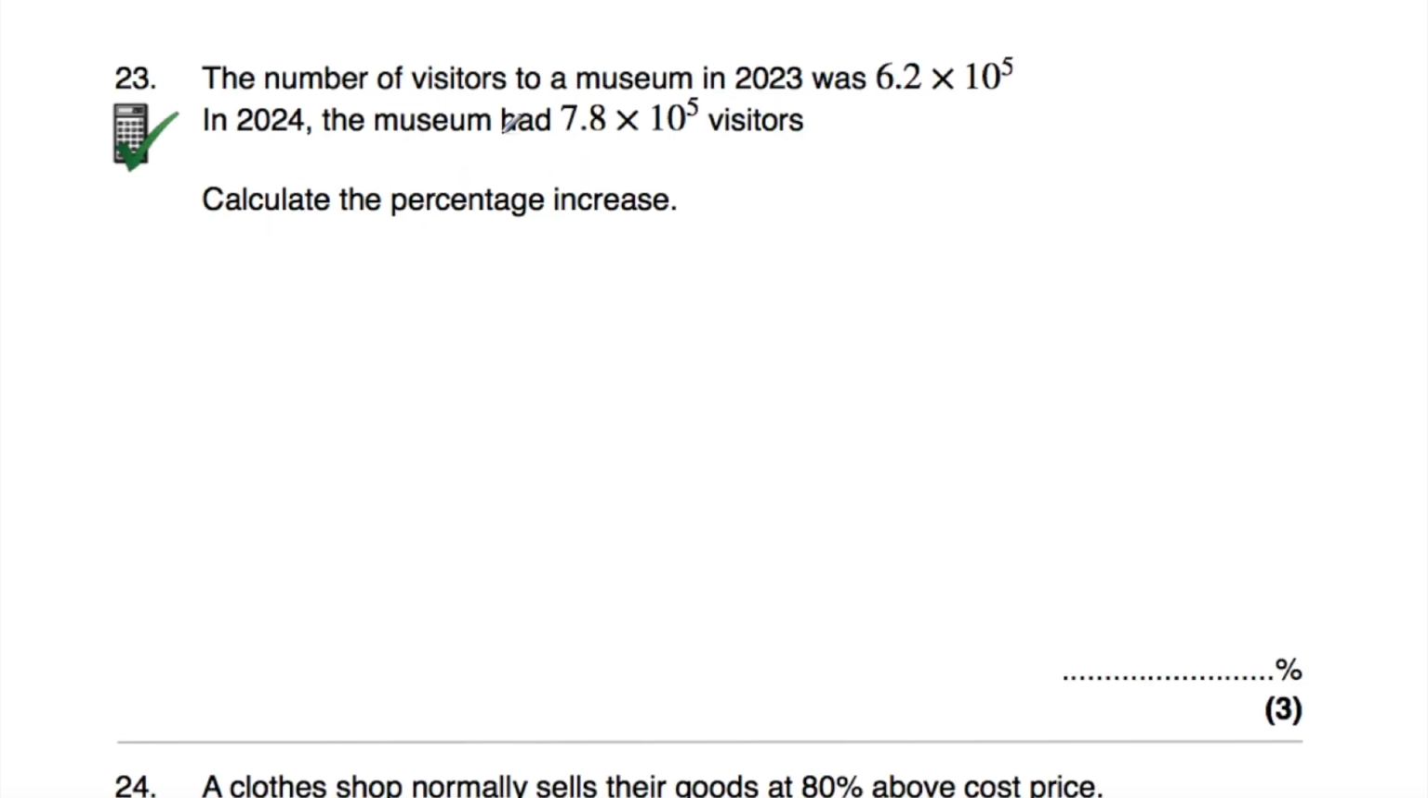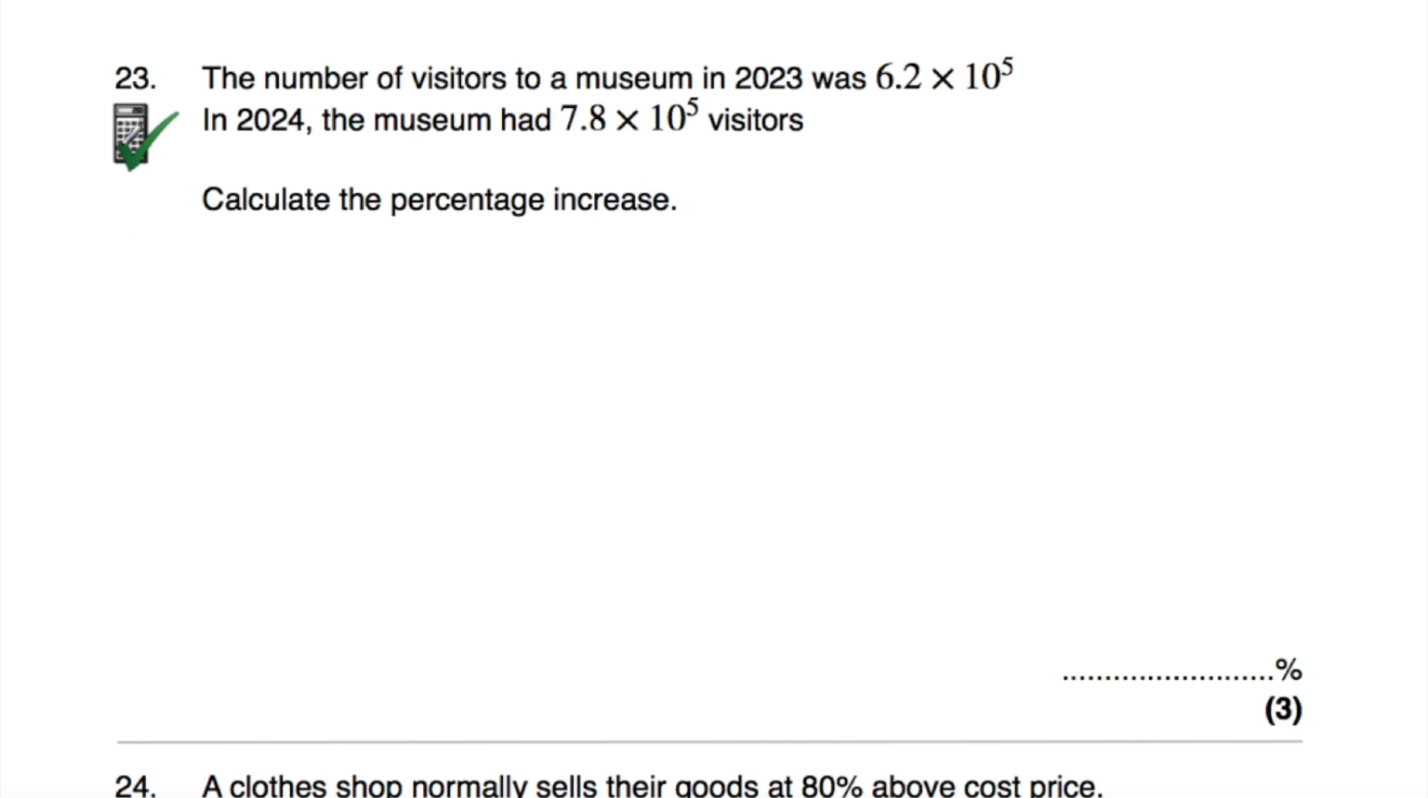Question number 23 says the number of visitors to a museum in 2023 was 6.2 times 10 to the power 5. So that's in standard form. And we're going to do this question in two different ways. I'm going to do it in standard form to begin with, and then I'll change it to ordinary numbers, and we'll have a look at it that way as well. And then in 2024, the museum had 7.8 times 10 to the power 5 visitors.